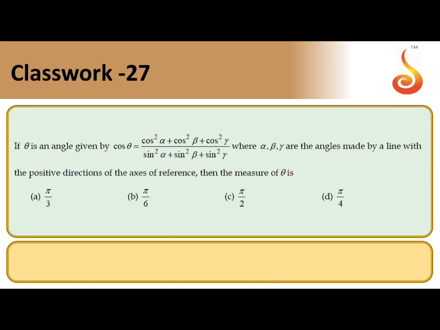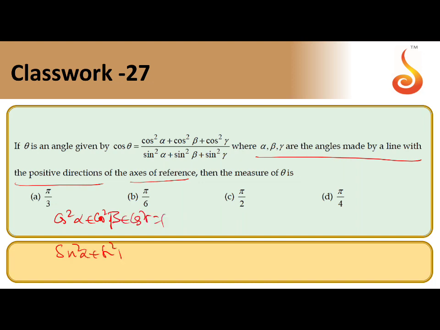Next, theta is the angle given by cos theta equal to cos square alpha plus cos square beta plus cos square gamma by sin square alpha plus sin square beta plus sin square gamma. Alpha, beta, gamma are angles made by the line with positive direction of the axes. Then the value of theta they are asking. We have the property cos square alpha plus cos square beta plus cos square gamma is 1. The same thing, sin square alpha plus sin square beta plus sin square gamma is also a standard result.